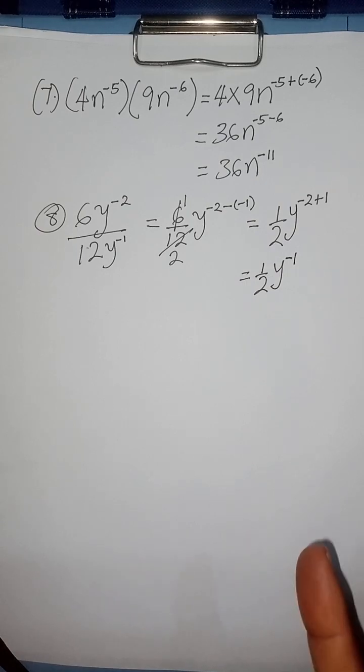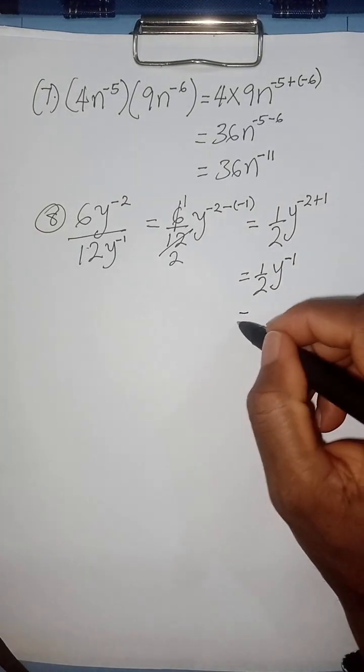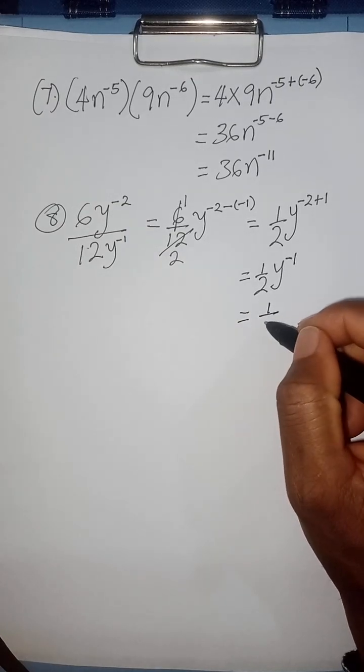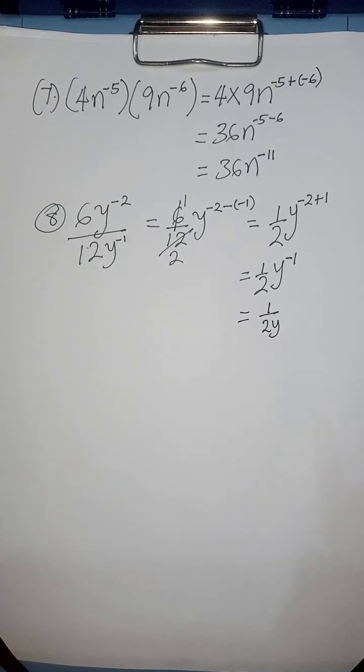This expression is the same thing as 1 over 2y. So you either leave your answer as half y raised to the power minus 1 or 1 over 2y. The y is having an inverse. The inverse simply means 1 over. The y becomes or goes to the denominator.